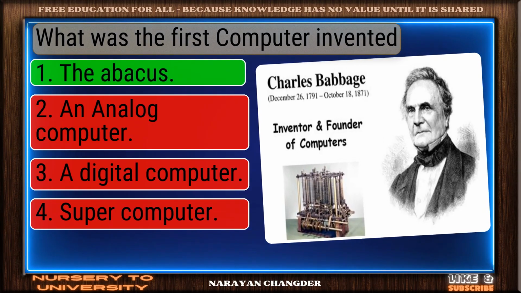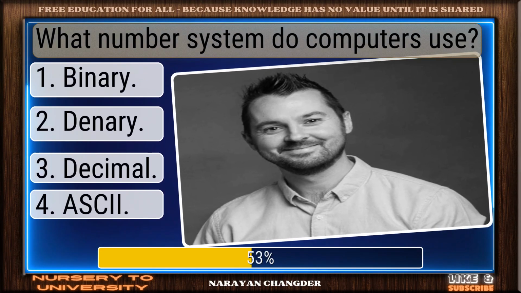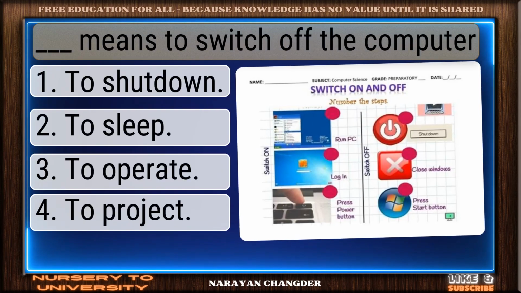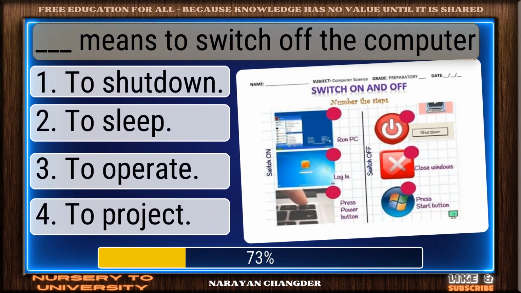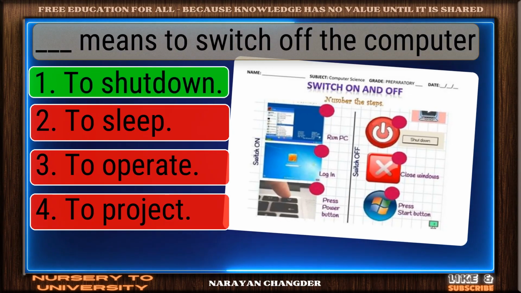What was the first computer invented? Perfect. The abacus is the one. What number system do computers use? Good thinking. Binary is right. Dash means to switch off the computer. Nice selection. To shut down is correct.